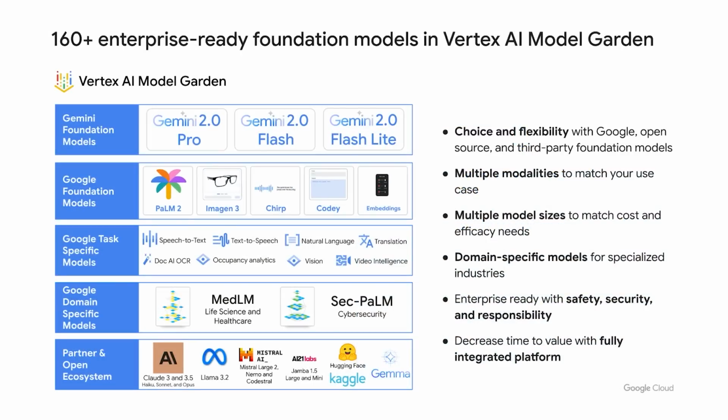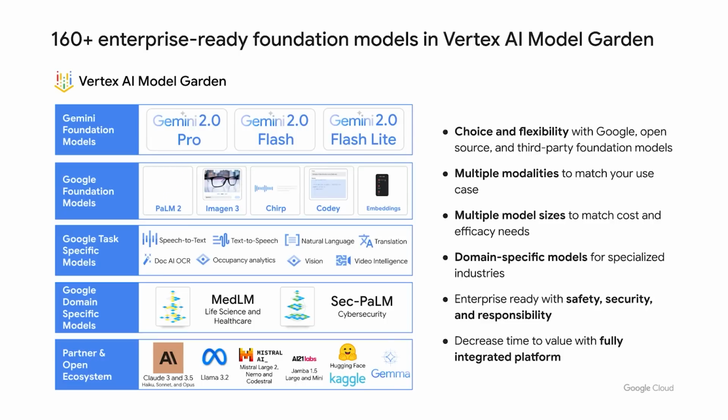Here is an overview of everything that is included in Vertex AI. Gemini 2.5 came out, but basically you have access to all of these models and third-party models as well. We have Google foundational models like Imagen, now 4, Chirp, Codey, embeddings. We have all the Google task-specific models, which is vision or translation, speech to text. Then we have Google domain specific models like MedLM and SecLM. And then we have lastly the partner models.